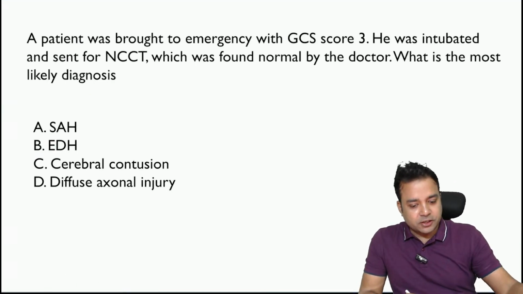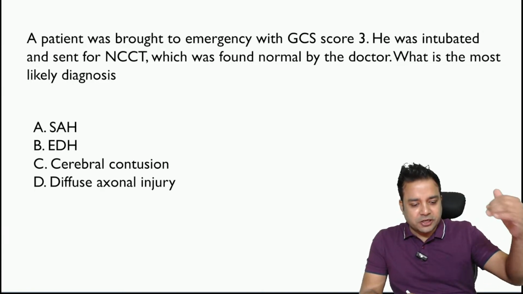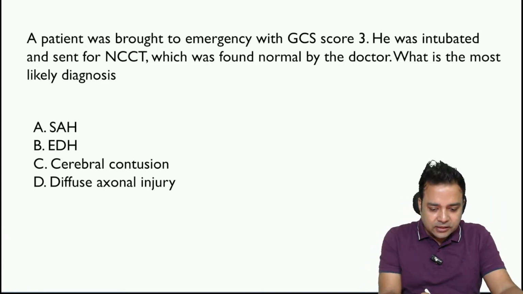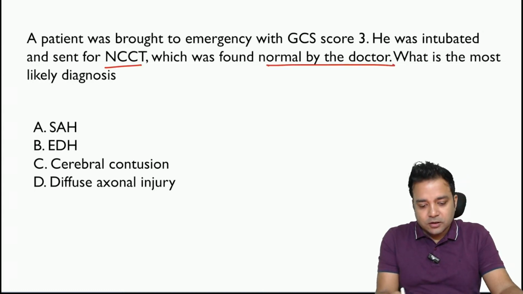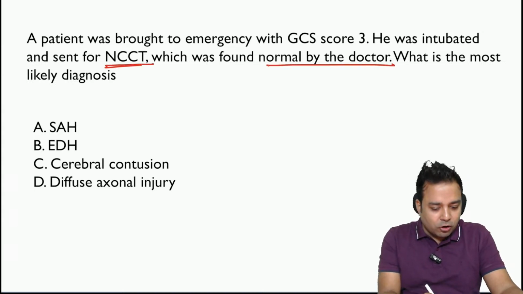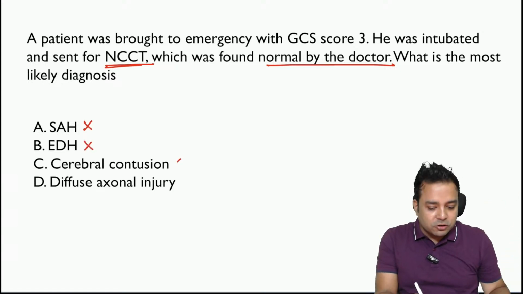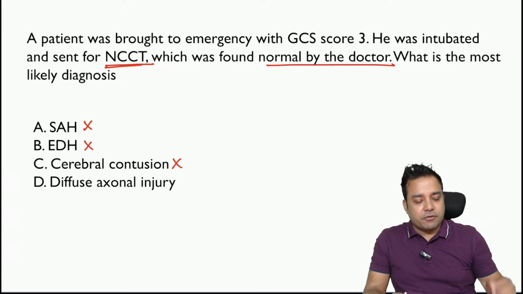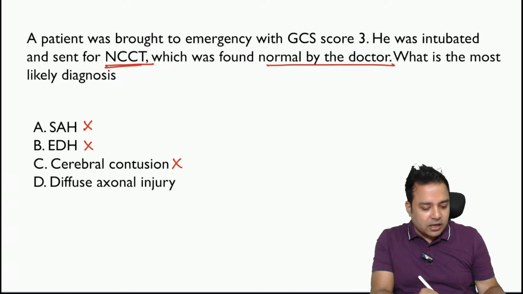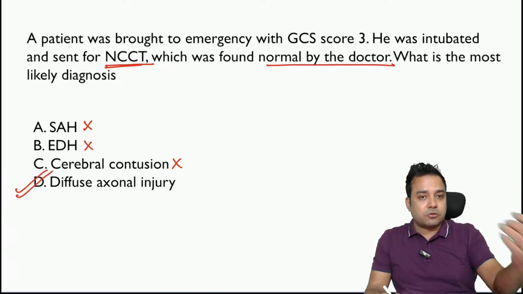What will be the answer to this? Patient was brought to emergency with a very poor GCS. He was intubated and sent for NCCT, which was found normal. The moment you see NCCT normal, all the options having the word bleeding or hemorrhage will be ruled out. Contusion is also bleeding only. So I have ruled out SAH, EDH, contusions and I have solved the question. Directly also you should solve the question.